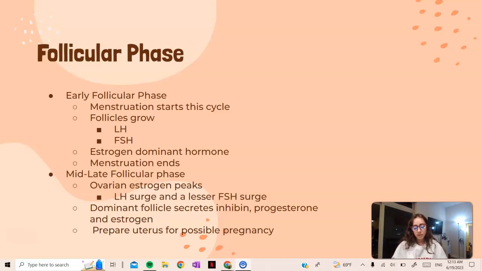There's only one follicle still developing. The granulosa cells of this dominant follicle begin to secrete inhibin and progesterone in addition to estrogen. Estrogen changes to positive feedback, leading to pre-ovulatory GnRH surges. This is enhanced by rising levels of progesterone. This results in an LH surge and, to a lesser degree, an FSH surge.